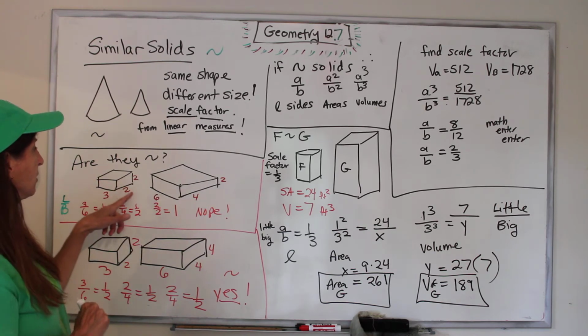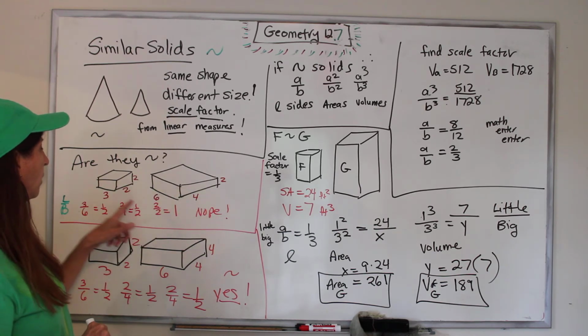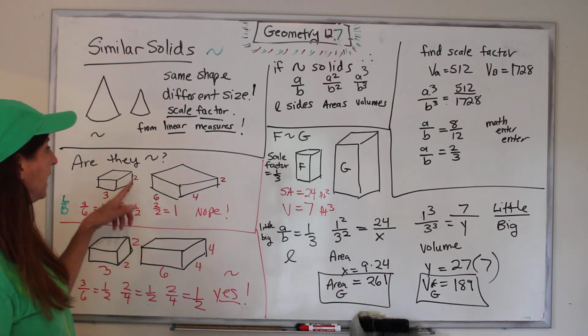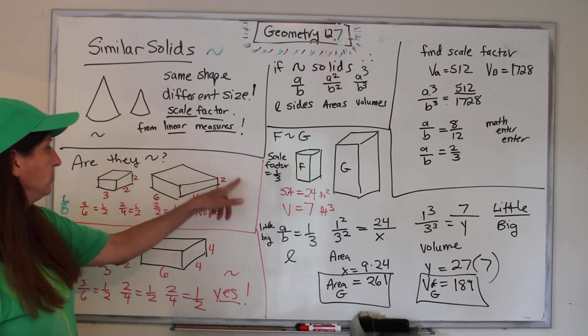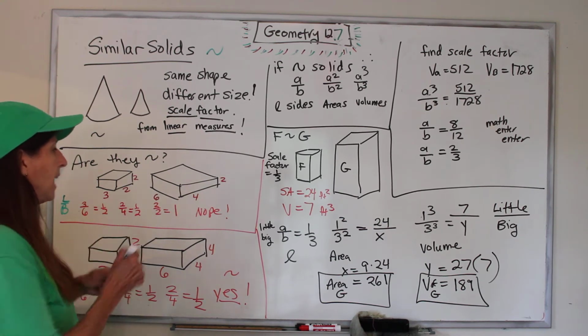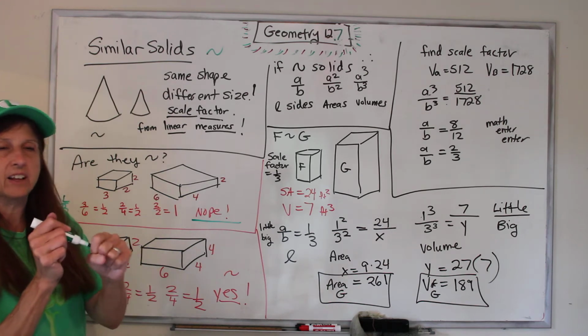Okay, now I'm going to go to the middle one, 2 and 4. 2 over 4 is 1/2. Still looking good. Now I'm going to do the smallest one, 2 to 2. 2 divided by 2 is 1. It is not 1/2. Nope is the answer.